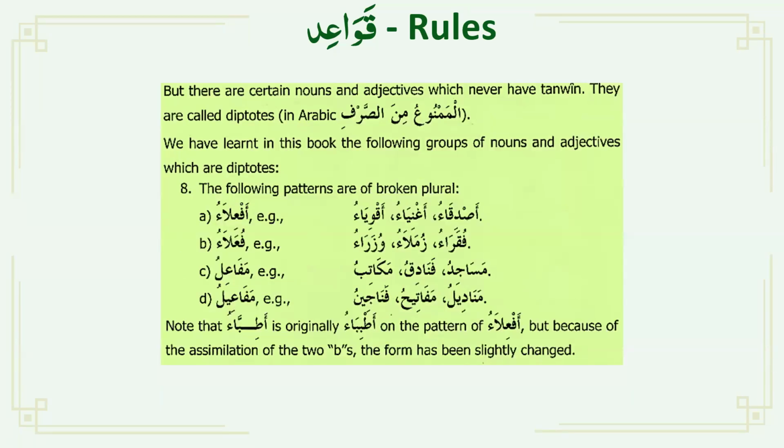But then there are certain nouns and adjectives, for example, the last pattern, the ones in the patterns of broken plurals. For example, af'ila'u, fu'ala'u, mafa'ilu. These are the difficult ones now. I know it will be very difficult for everybody to remember this, but it is still part of the rule. So asdiqa'u, aghniya'u, aqwiya'u, they will not take a tanween.